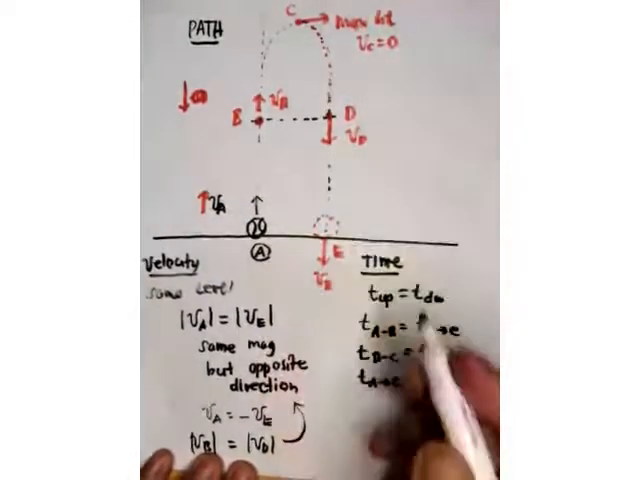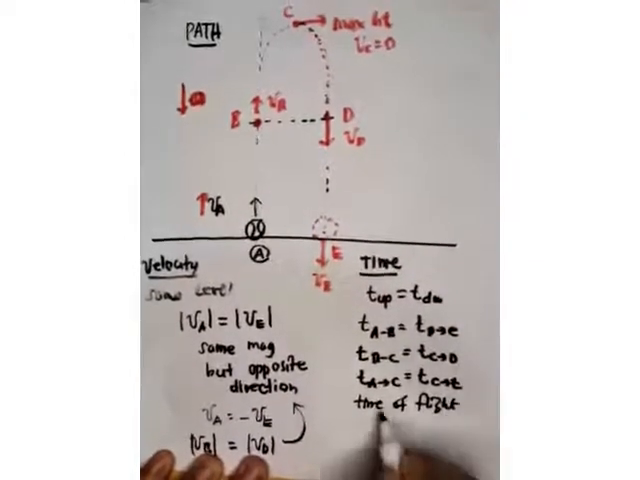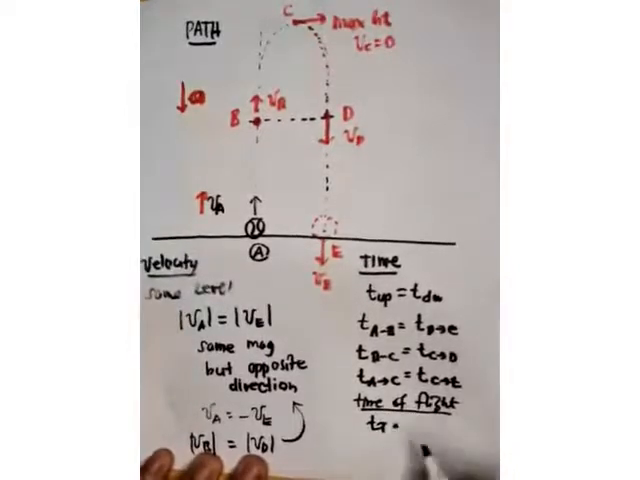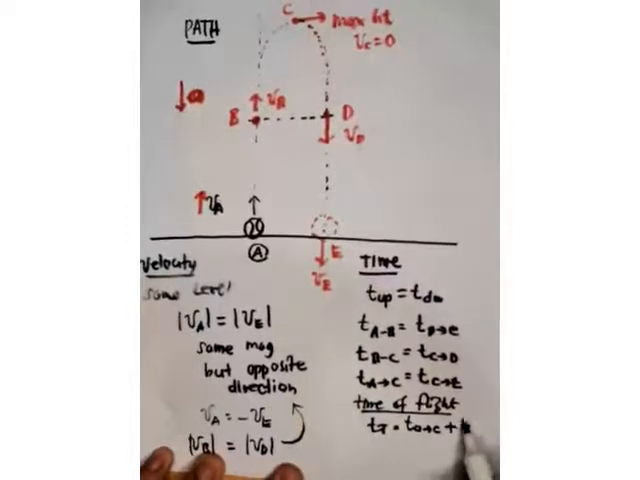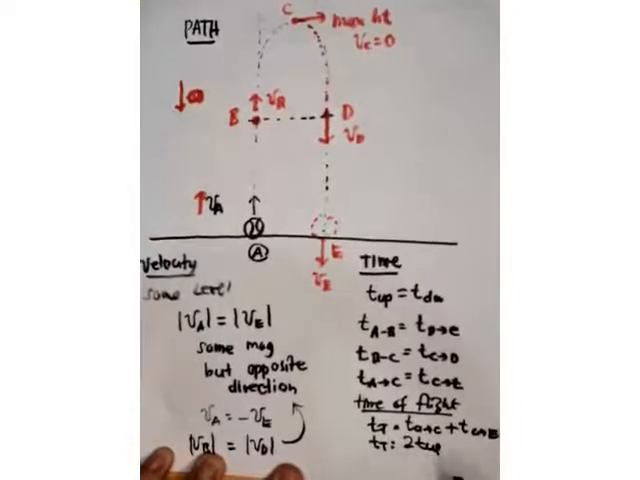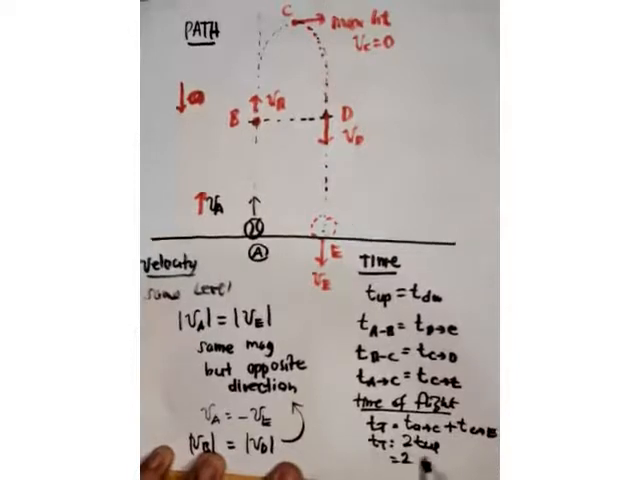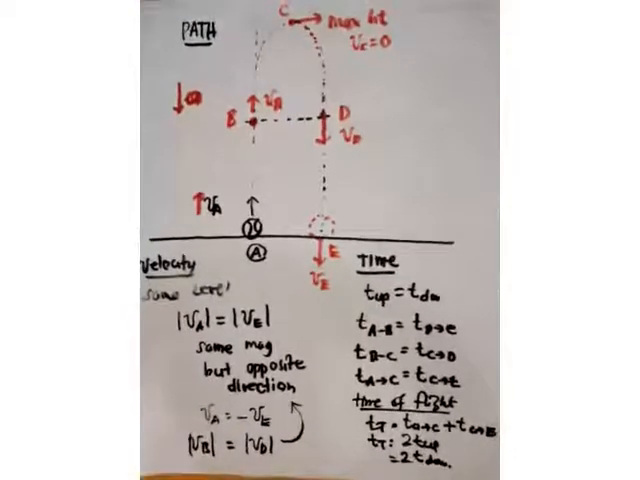So if we want to get the total time of flight, the total time can be the time from A to C plus the time from C to E. Or you can just get the total time as 2 times the time to go up, or 2 times the time to go down. So it depends on the path of our object. Okay, so that's it for time.